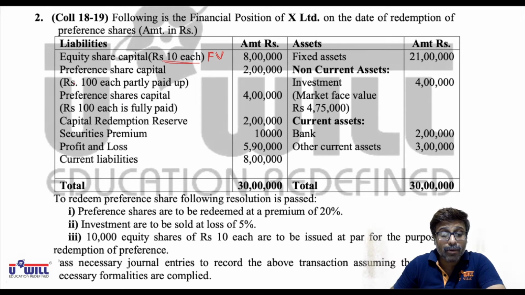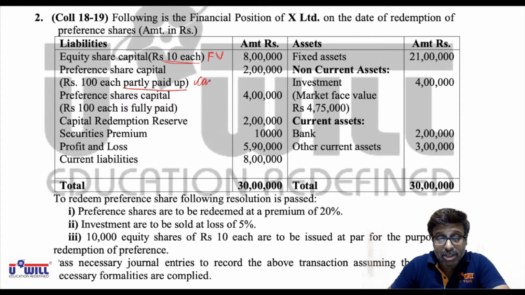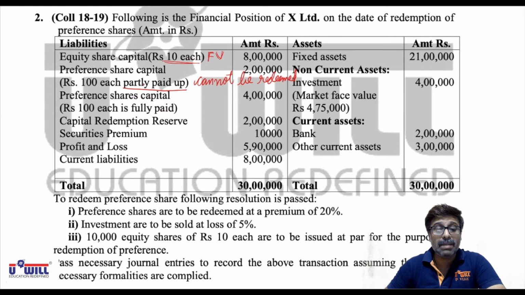Preference share capital of rupees 100 each. Now underline this, partly paid up. What is condition 1 of redemption of preference shares, section 55? Only fully paid up preference shares can be redeemed. So these partly paid up preference shares, all of you write down, cannot be redeemed. And here we don't have any information also. 100 is partly paid up means how much is paid up, 70, 80, 90, that also we don't know. But these are partly paid up preference shares, so they cannot be redeemed.